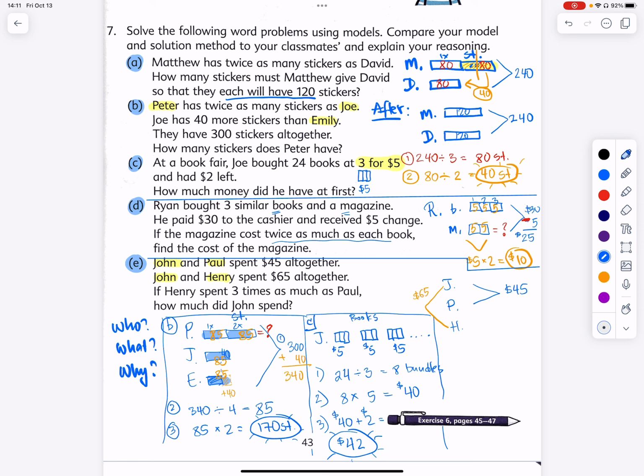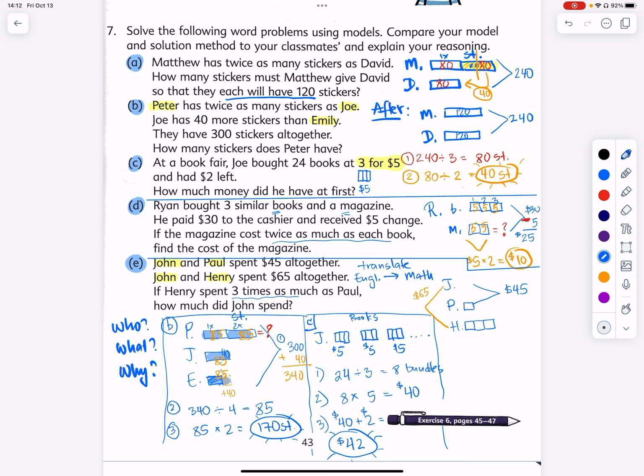Henry spent 3 times as much as Paul. So if this is Paul, Henry is 1 time, 2 times, 3 times as much. Okay? Henry is 3 times as much. What do we do? Step 1. I suggest to follow the strategy called translate English into math.